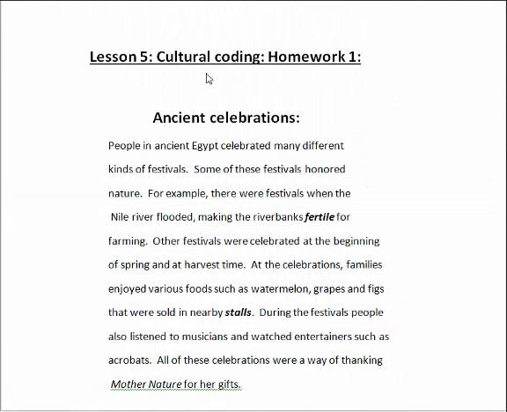Homework number 5, it's cultural coding. Let's do a quick review of all 5 lessons and start putting all the pieces of the puzzle together. Number 1, first things first, we learned in lesson number 1, topic sentences are paramount.